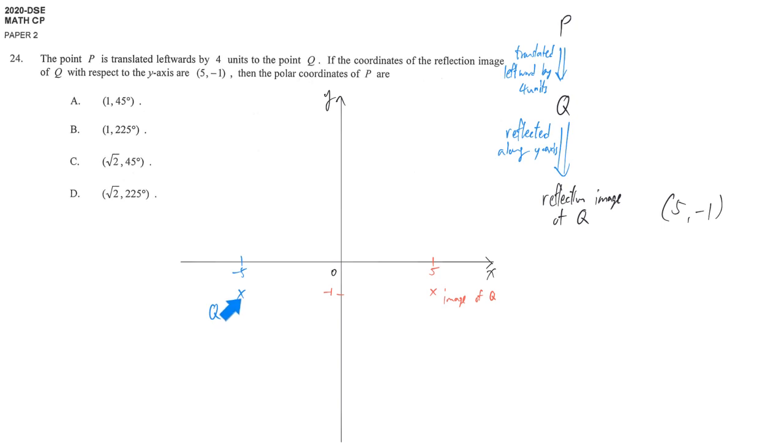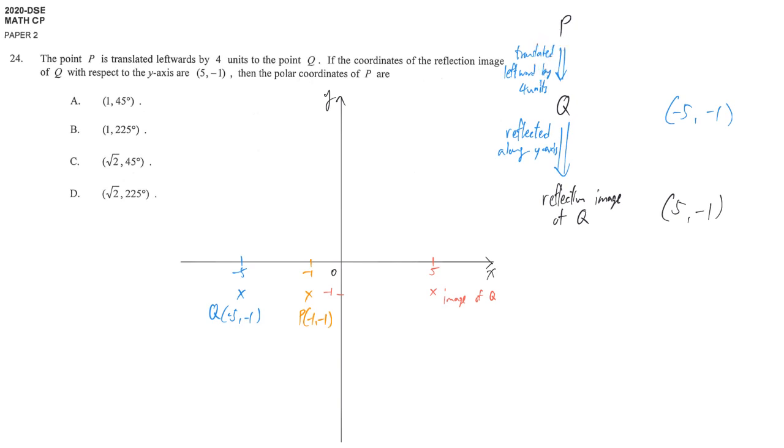And then how do we get point Q? By translating leftward by 4 units. Some point going left by 4 units will become here. So in reverse, if we go right again, we can trace back what that point is. So from -5, we go right by 4 steps, then we will go back to -1. So thus we have the position of P is (-1, -1).